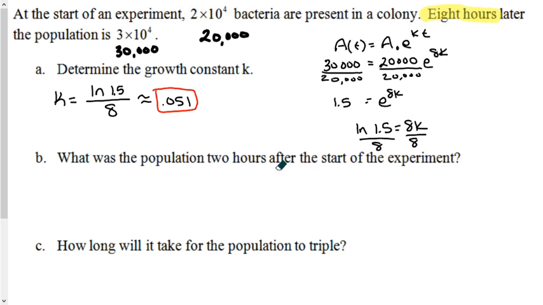What's the population 2 hours after the experiment starts? All right, well, once again, we can think about this for a second. 8 hours later, it'll be at 30,000. We started with 20,000. So right away, we know we should get a number somewhere between 20 and 30,000, right? So all this is using our function notation. Oh, you know what? We're going to actually put in 2 for t.